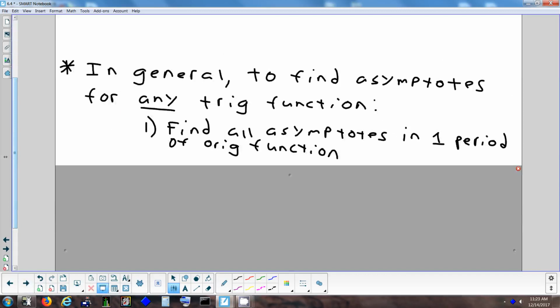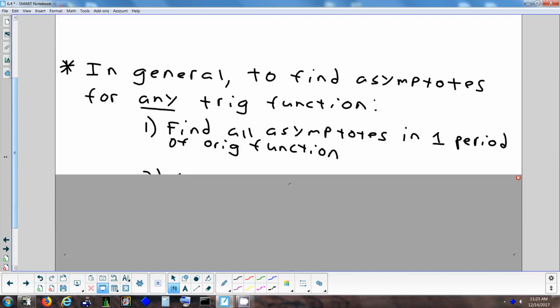So find the asymptote first in one section. And for tangent and cotangent, there's only one to find. There's one asymptote per period. If you want to write that down, maybe that's helpful. Tangent and cotangent, there is one asymptote per period.